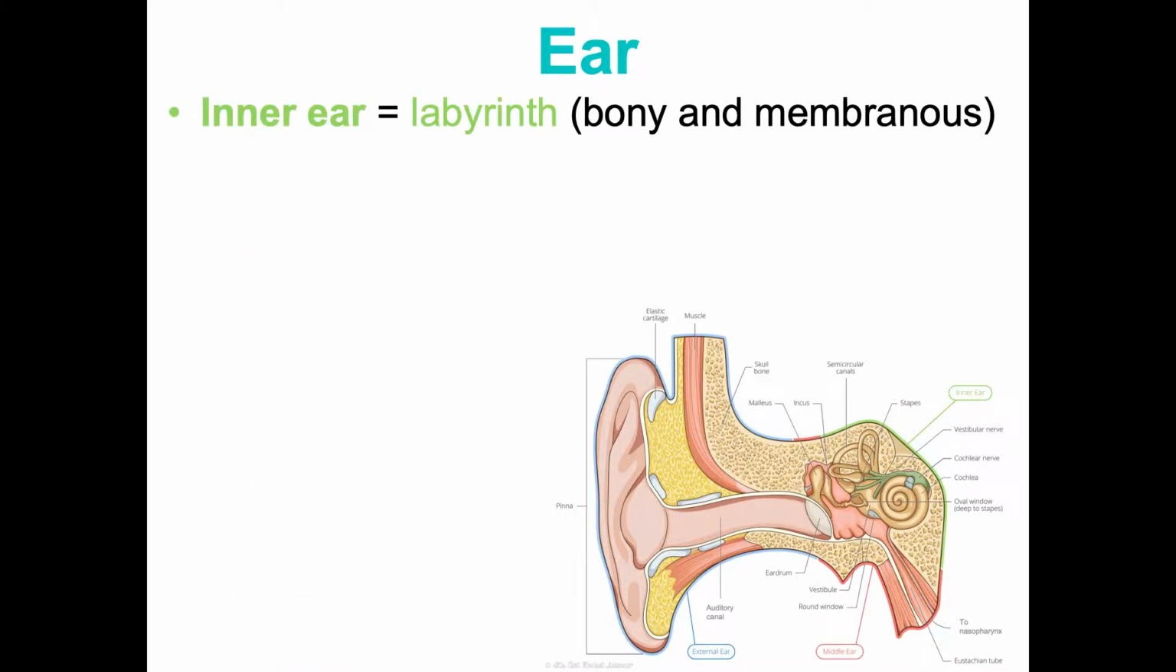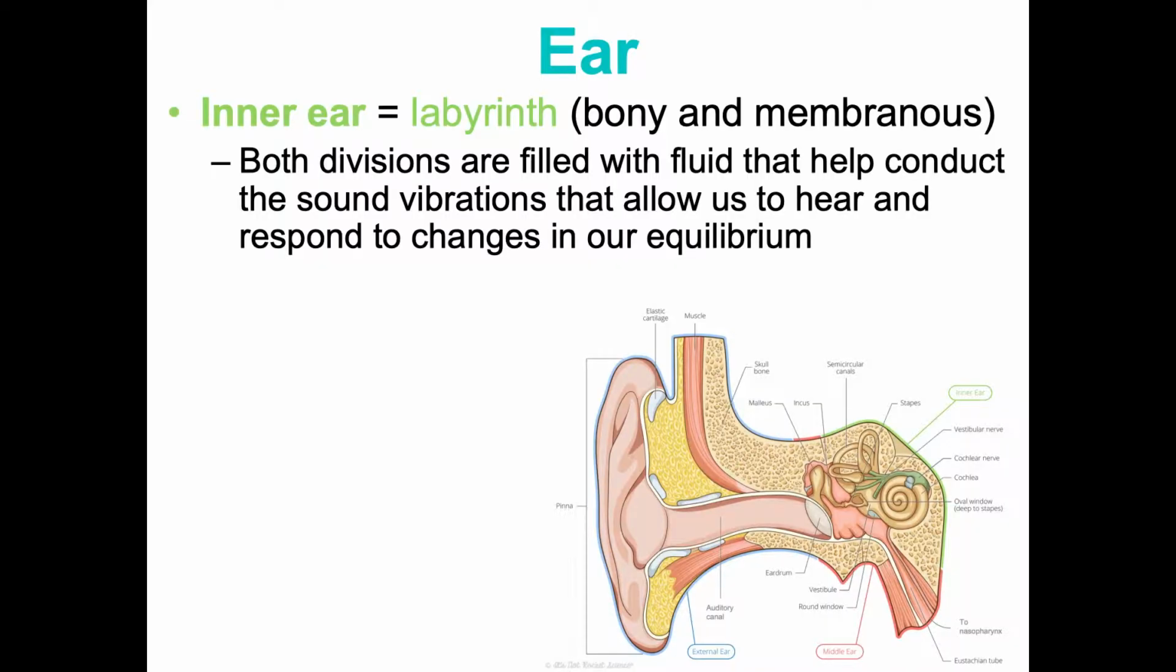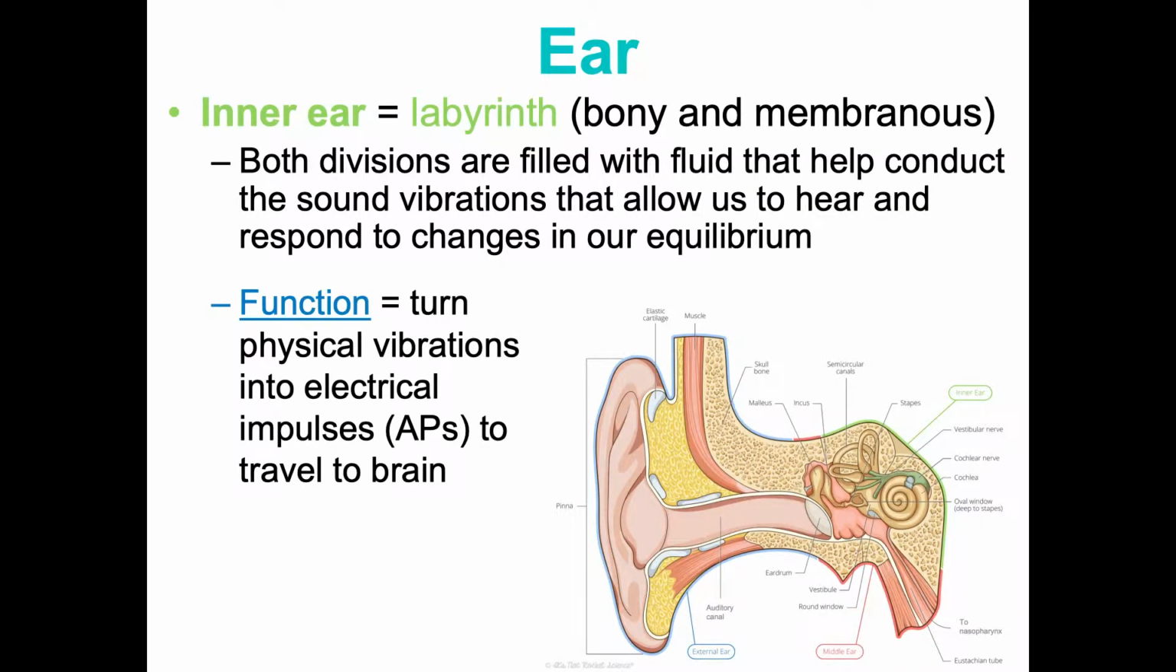All right. And then we have your inner ear, or your labyrinth. And there are 2 parts of this, your bony labyrinth and the membranous labyrinth. Both divisions are filled with fluid that helps conduct the sound vibrations that allow us to hear and also respond to changes in our equilibrium. Their function is to turn physical vibrations into electrical impulses, so action potentials. So again, we're taking mechanical energy, or mechanical waves, and converting them to electrical.